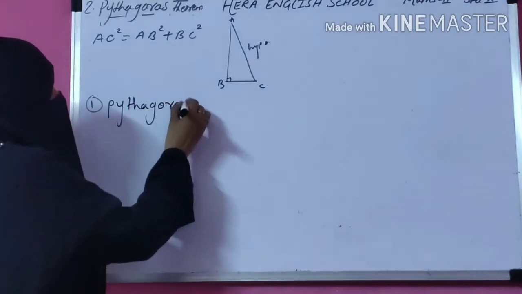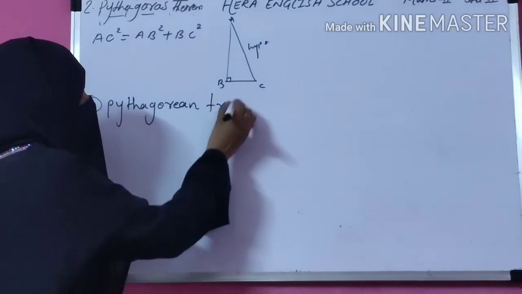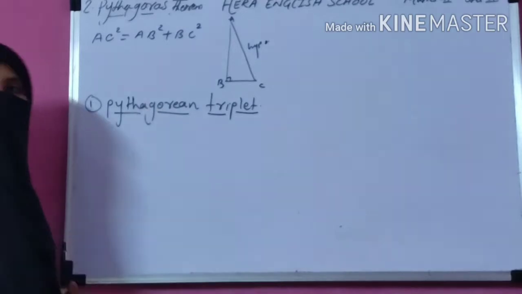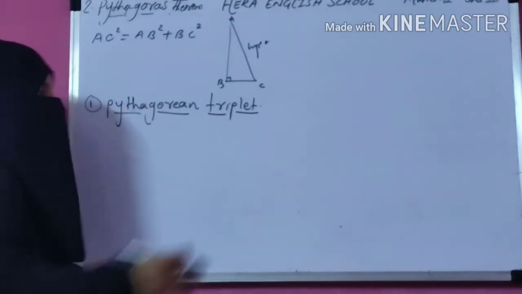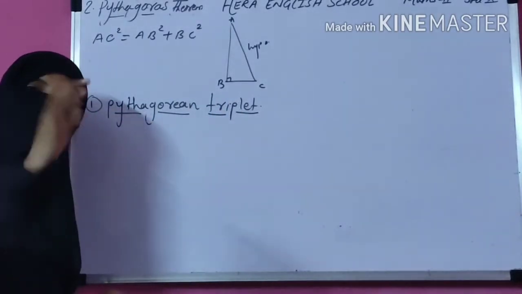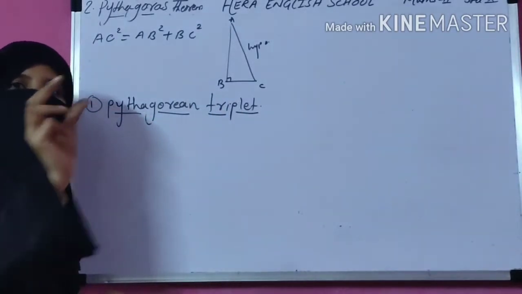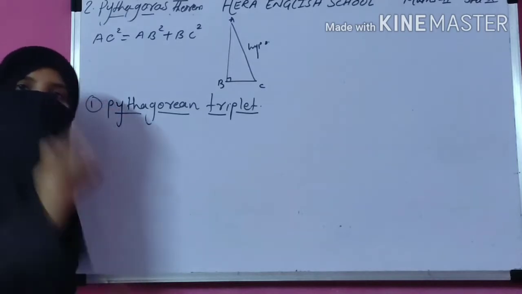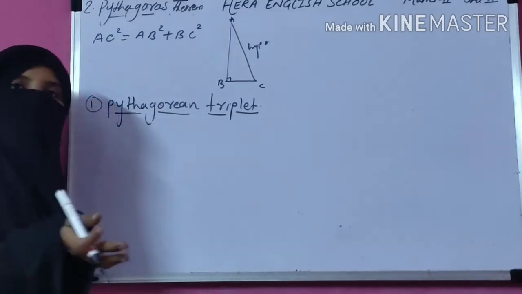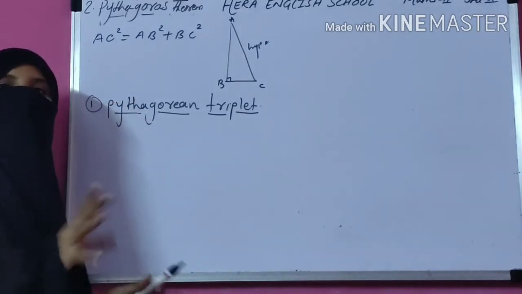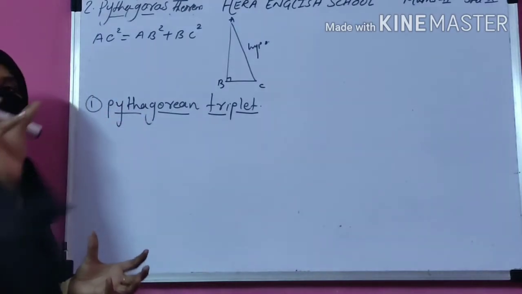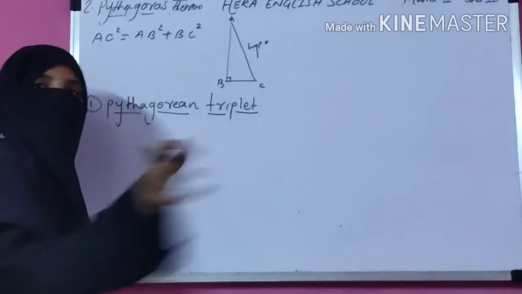Pythagorean triplet. Triplet means 3. So what is a Pythagorean triplet? A Pythagorean triplet is nothing but a group of 3 numbers such that the square of the greater number is equal to the sum of the squares of the remaining 2 numbers. Then the group of those 3 numbers is called a Pythagorean triplet.